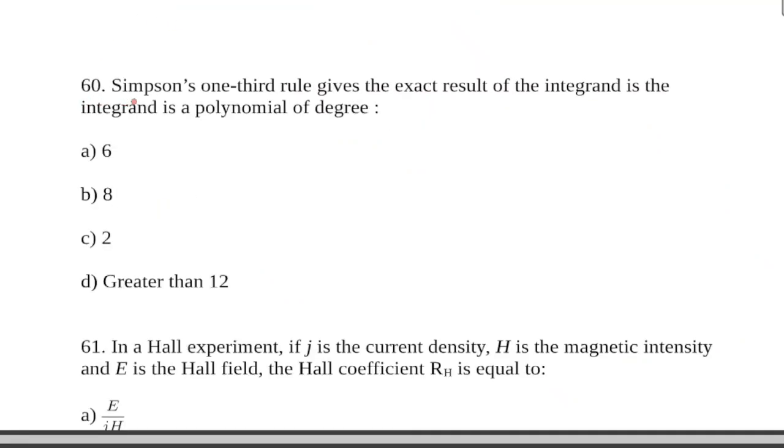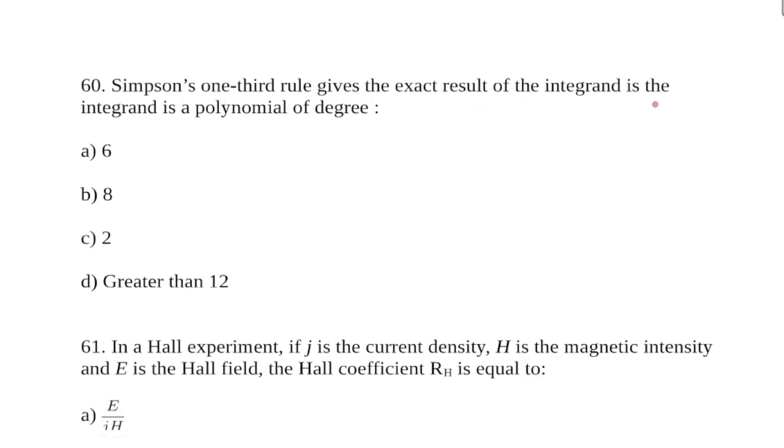Next, 60. Simpson's one-third rule gives the exact result if the integrand is a polynomial of degree 2. Okay, so your correct option is C.